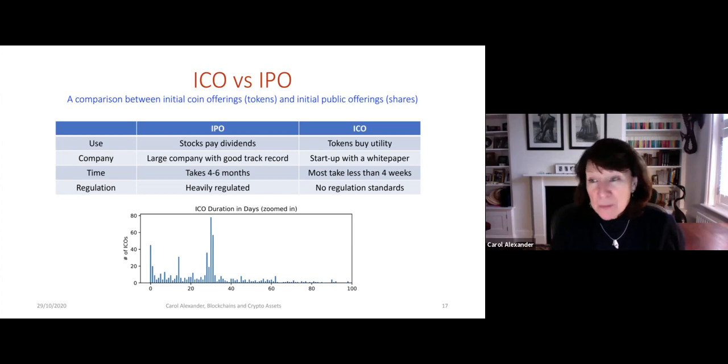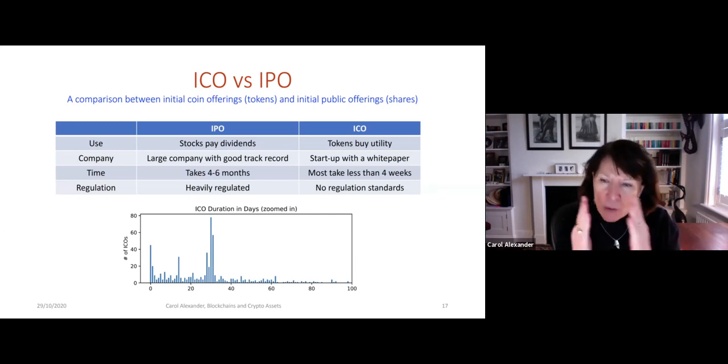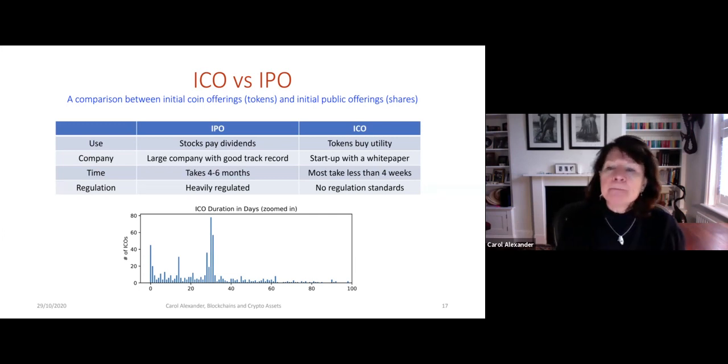Whereas with ICOs, we'll see that in Switzerland or the British Virgin Islands, Malta has lots of ICOs domiciled there. Why? Because they don't have any proper regulation standards. Or you get quite a few in Austria and Germany because they were early to be very clear about what the regulations were going to be. But they're different depending on the domicile.